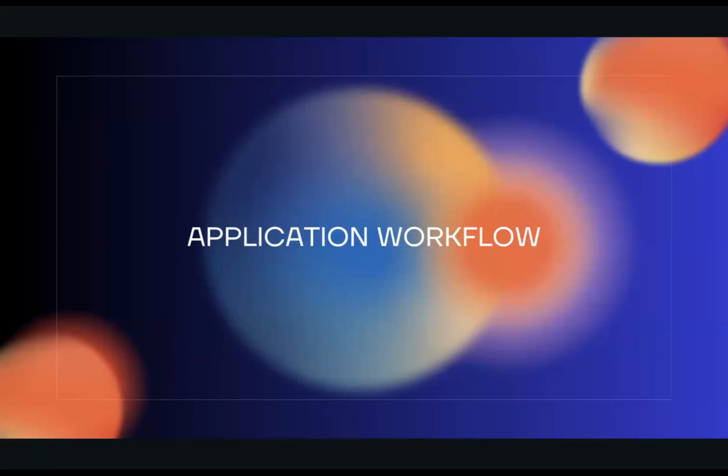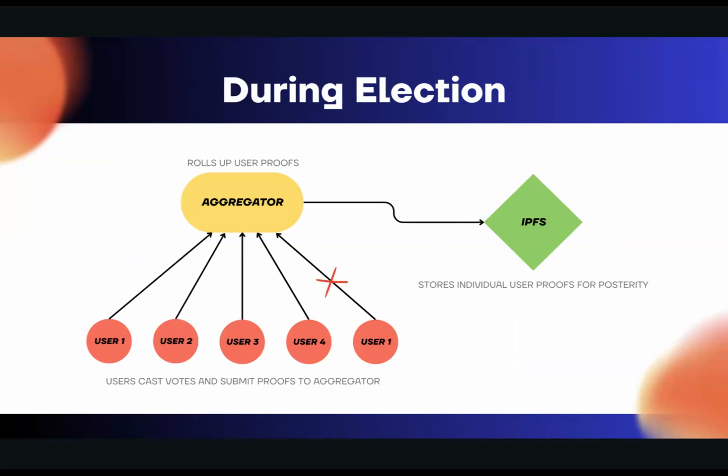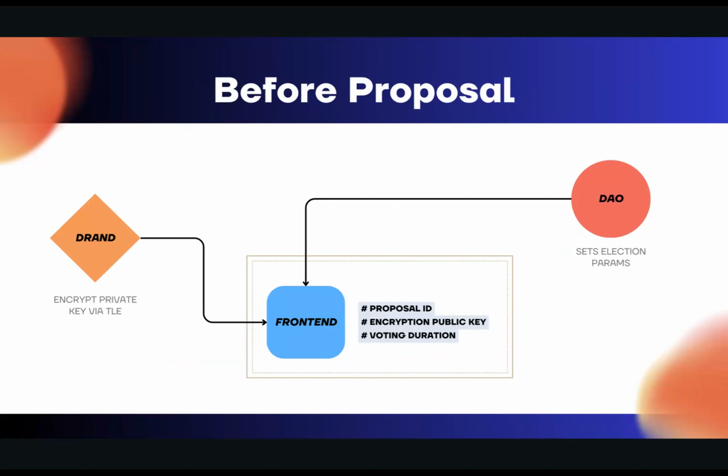So what does the application workflow look like? Before the proposal, the DAO sets some election parameters, and the front end, where someone from the DAO is creating the election, sets a random proposal ID. They generate a key pair, give the private key to DRAND to encrypt for the entirety of the voting duration, and they create a base recursive proof for the aggregator to use with the encryption public key as a public input, so that it's visible to everyone. Sorry, the encrypted version of the private key, so that it can be downloaded later.